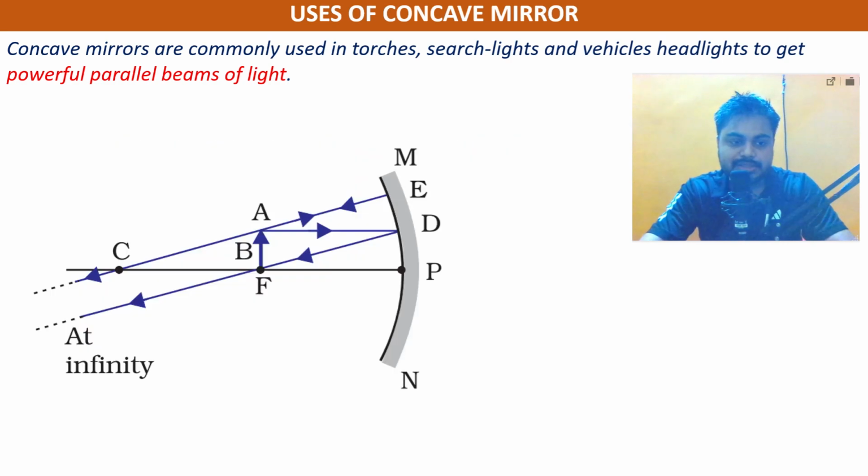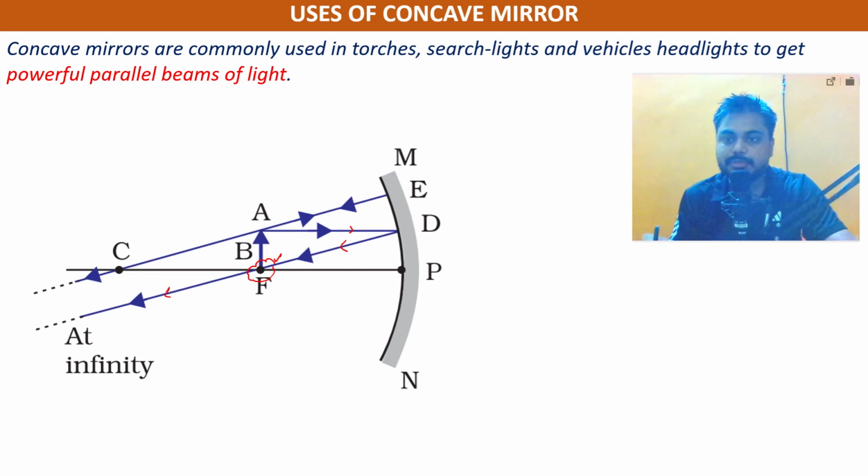Okay, so we can say that when the object is placed at focus, the image is formed at infinity. And the most important thing is, you can see that all the rays, after reflecting from the concave surface, are emerging parallel to each other.